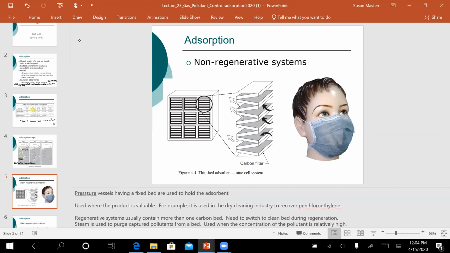Cigarette filters have activated carbon in there. Again, what it's trying to do there is remove tar and nicotine, and the polychlorinated aromatic hydrocarbons that are potentially carcinogens.